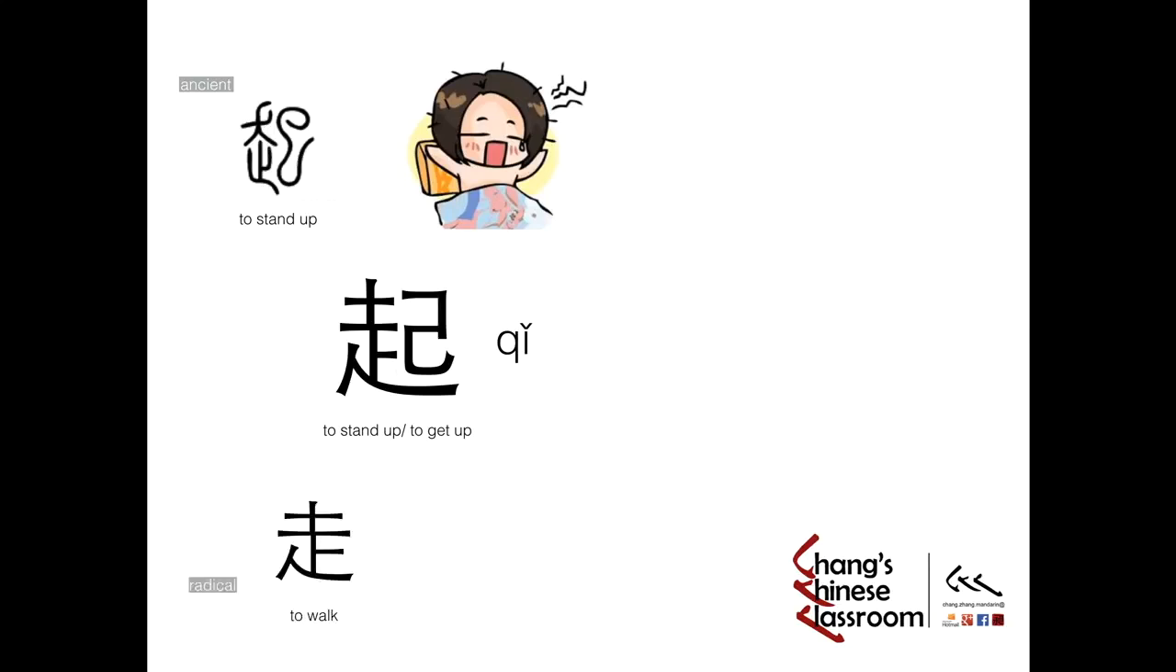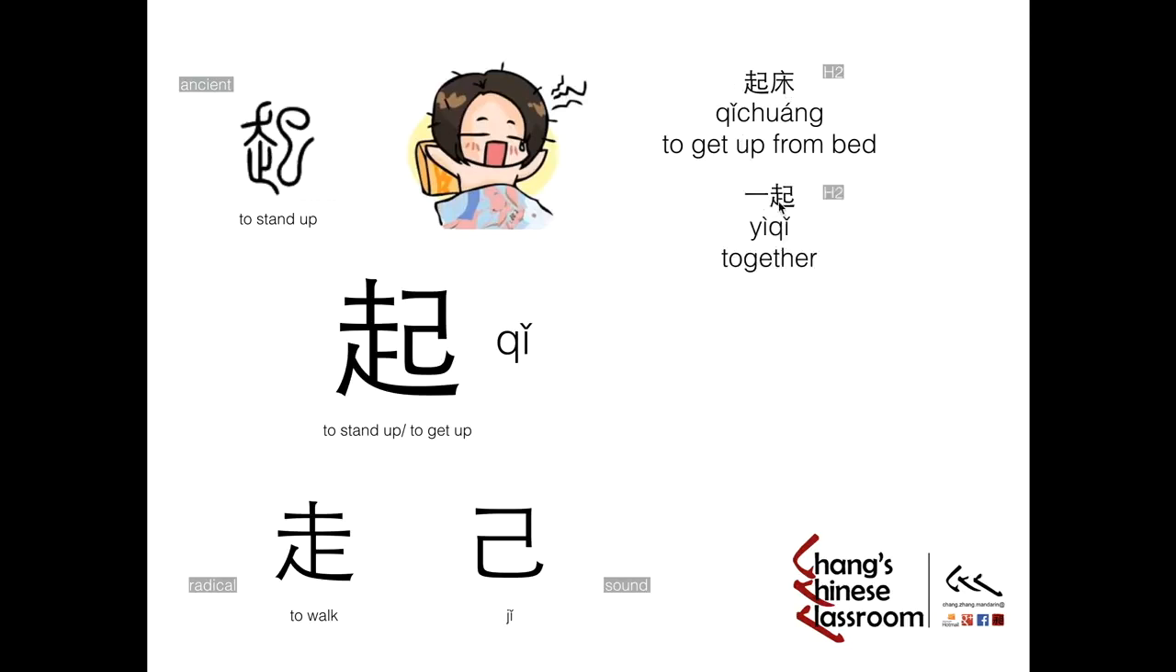起. So the left part is 走, to walk. This part actually involves mud, and the lower part means your foot. You're walking on the road. And the right part 己 represents the sound 起. All right, let's take a look at the vocabulary. 起床, to get up from the bed. 床 is the bed, so get up from the bed. And 一起 means all together. 起飞, to get up and fly, to take off. And 起来, to get up and come, overall to get up.